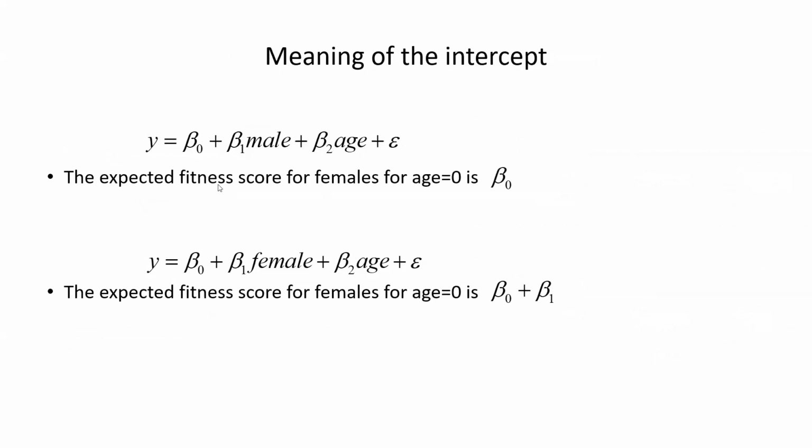And that's basically what I just said. The expected fitness score for females at age 0 is beta 0 here. And here, the expected fitness score for females at age 0 is not beta 0, but beta 0 plus beta 1, where beta 1 is the coefficient of the indicator for female. Now, if you sum up beta 0 and beta 1 on the previous page, you are going to get beta 0 of the other model.